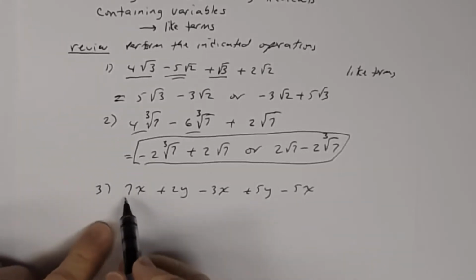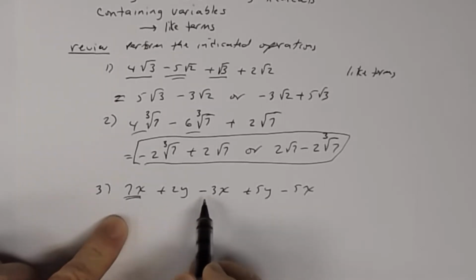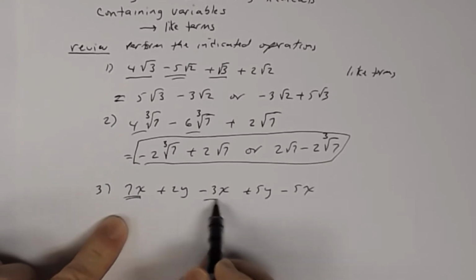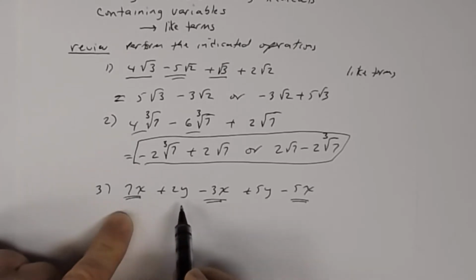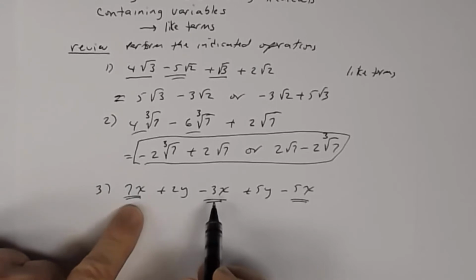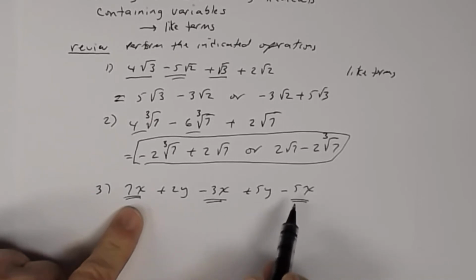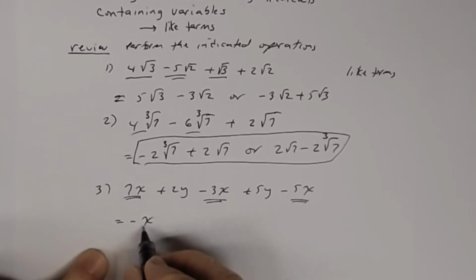So if I look at the first term here, I have 7 factors of x. Over here, I have -3 of them. So those are like terms. These two are like terms along with this one as well. So I have 3 like terms in terms of the factor x. So 7 and a -3 is a positive 4x, and a positive 4x and a negative 5x is a negative x. So I get negative x here.